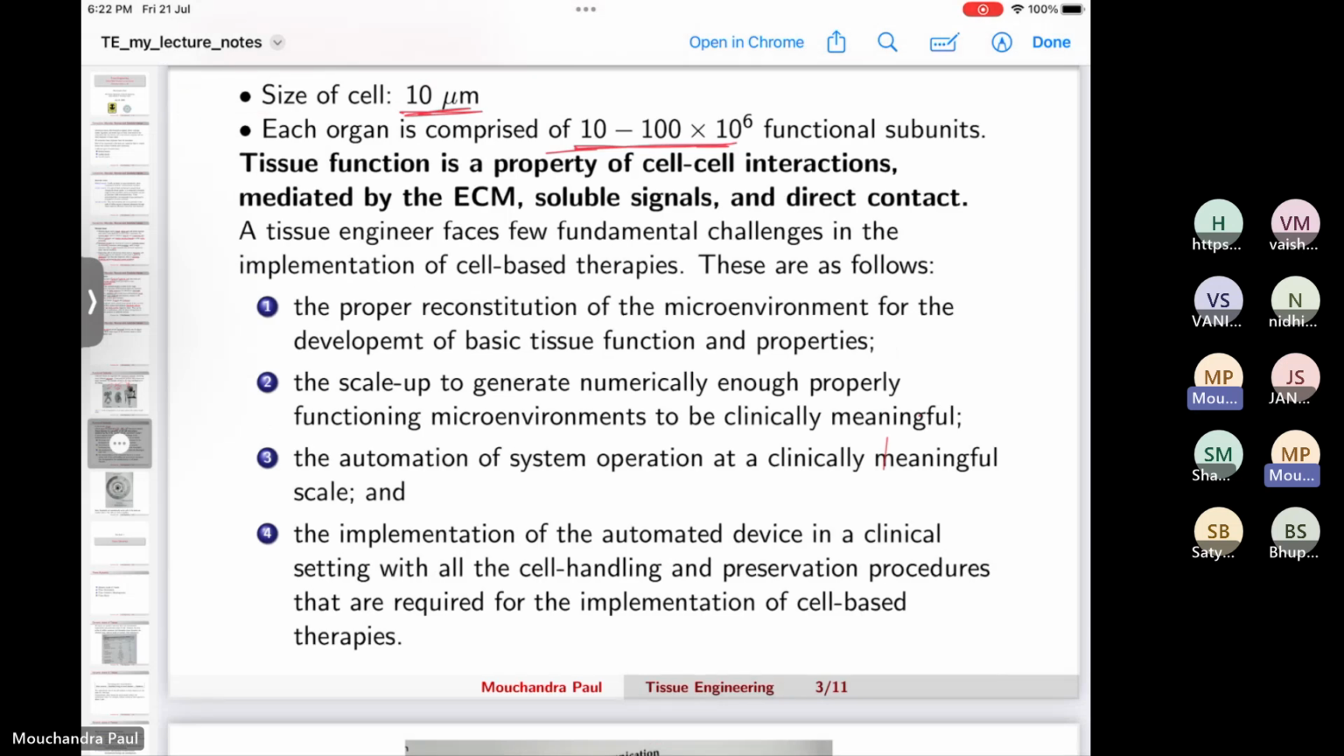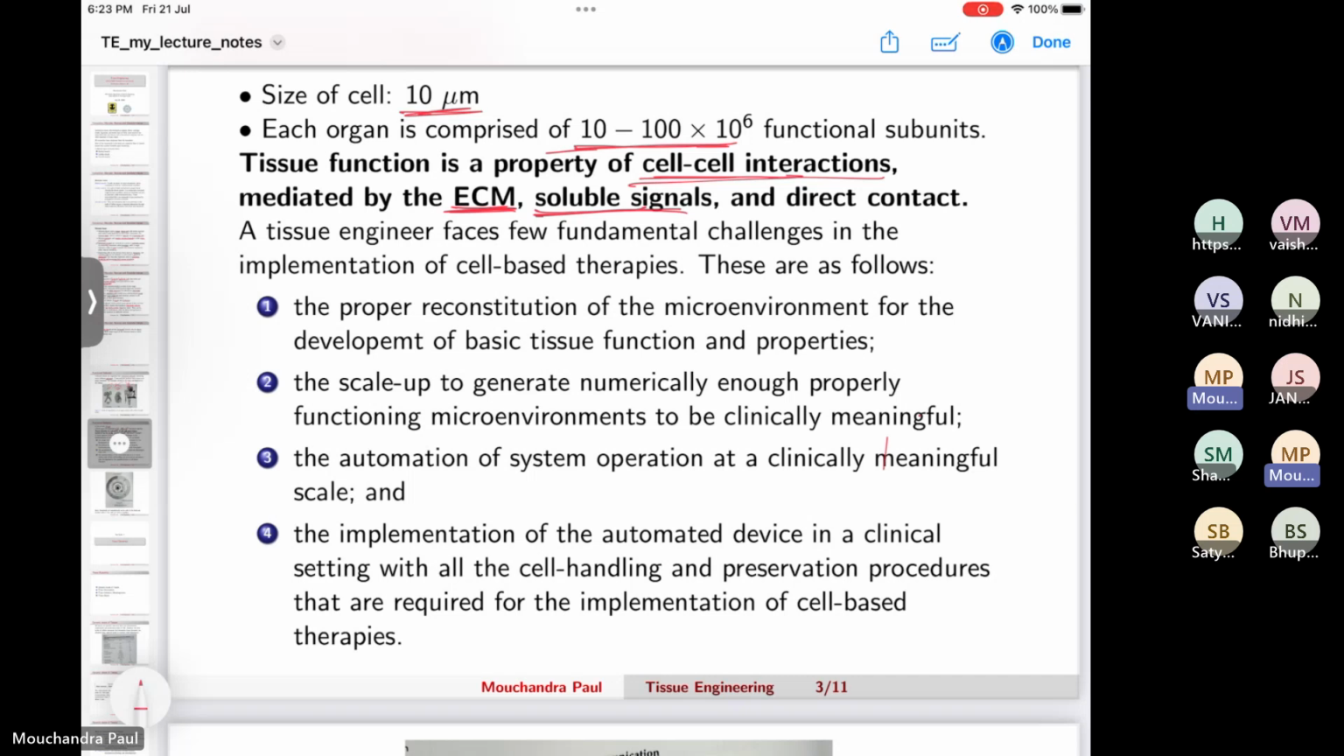So tissue function, this is a very important point that is highlighted in bold, is a property of cell-cell interactions. Okay, so one cell cannot function on its own. It needs neighborhood cells to pass on some information, they need to communicate among one another. So how does the communication usually happen? It usually happens through ECM, the extracellular matrix, and soluble signals: the cytokines, chemokines, all the growth factors, etc.